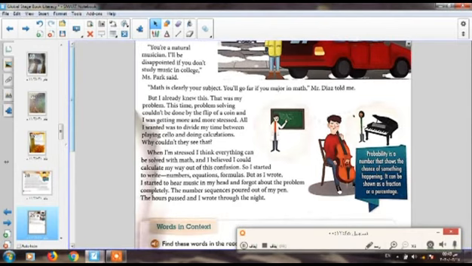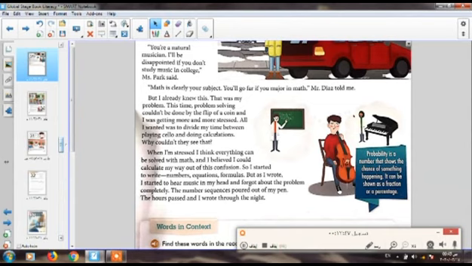When I'm stressed, I think everything can be solved with math, and I believed I could calculate my way out of this confusion, so I started to write numbers, equations, and formulas. But as I wrote, I started to hear music in my head and forget about the problem completely. The number sequences poured out of my pen. The hours passed and I wrote through the night.